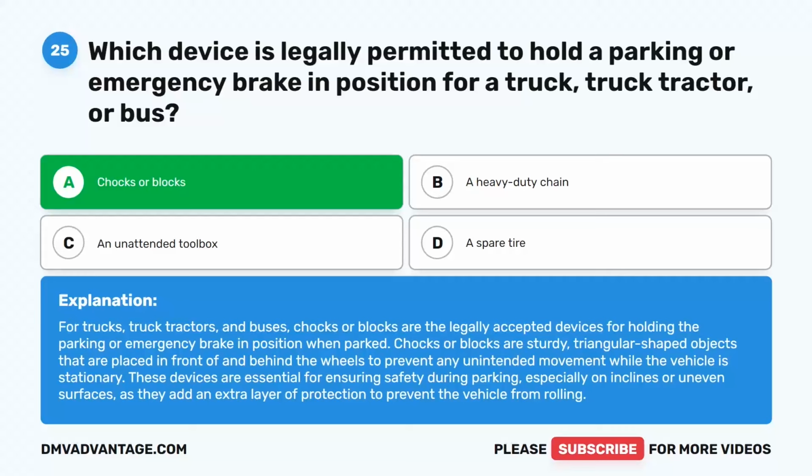Chocks or blocks are sturdy, triangular-shaped objects that are placed in front of and behind the wheels to prevent any unintended movement while the vehicle is stationary. These devices are essential for ensuring safety during parking, especially on inclines or uneven surfaces, as they add an extra layer of protection to prevent the vehicle from rolling.